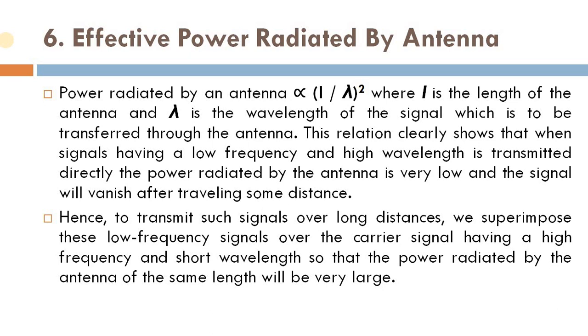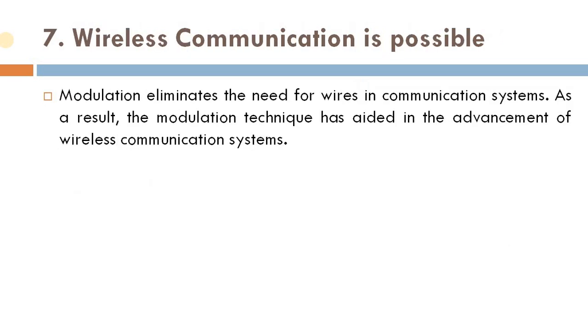Hence, to transmit such signals over long distances, we superimpose these low frequency signals over the carrier signal having a high frequency and short wavelength, so that the power radiated by the antenna of the same length will be very large. Next, wireless communication is possible because of modulation. Modulation eliminates the need for wires in communication systems. As a result, the modulation technique has aided in the advancement of wireless communication systems.